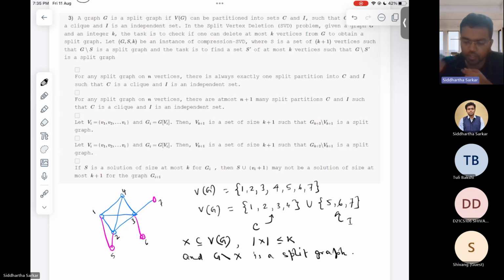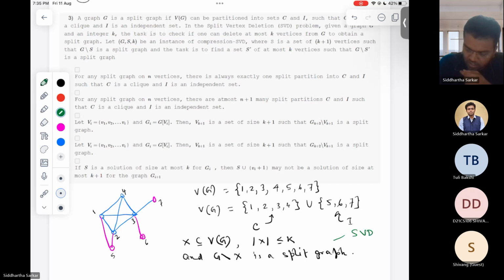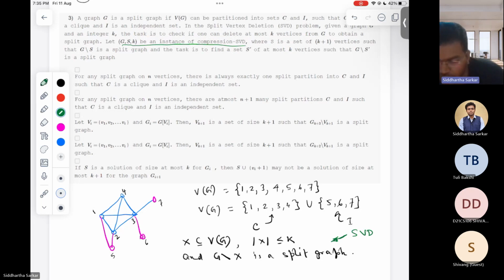So there is a compression version of this. So this is the SVD problem. SVD stands for split vertex deletion. So let G, S, K be an instance of compression SVD, where S is a set of size K plus 1. So you are given G, comma S, comma K.